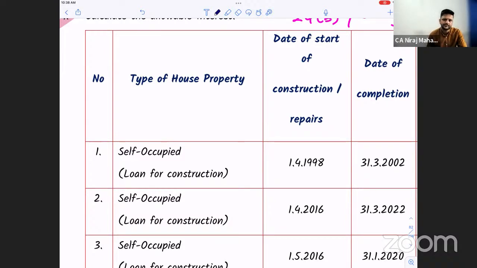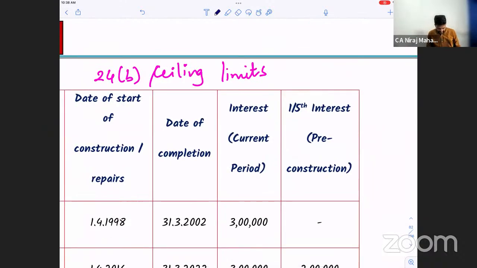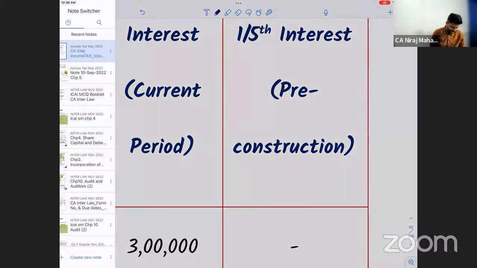One of the conditions is not satisfied now. Kushbu, understood? It is before 1/4/1999. My ceiling limit, bachcho, will become 30,000. So I don't even have to check the remaining conditions. My interest is how much? 3 lakh rupees accrued, let us say, for the year, but I'll be claiming only 30,000 rupees. Is it okay? Good.